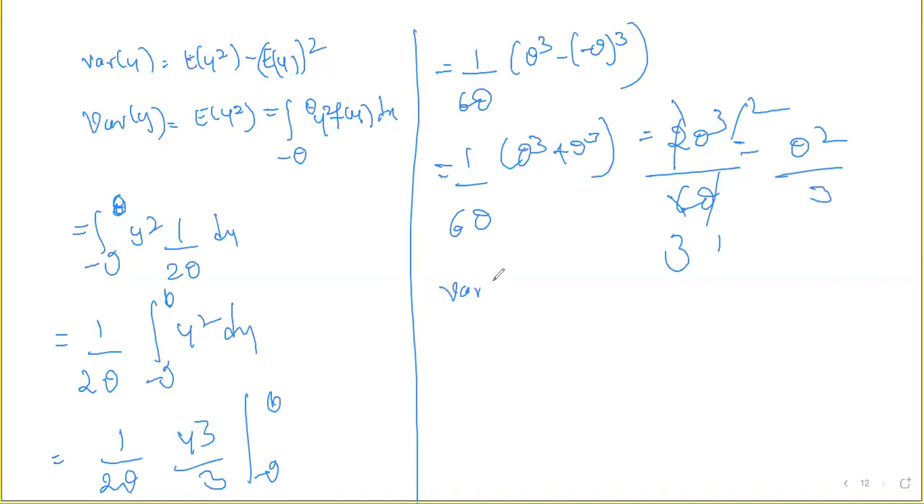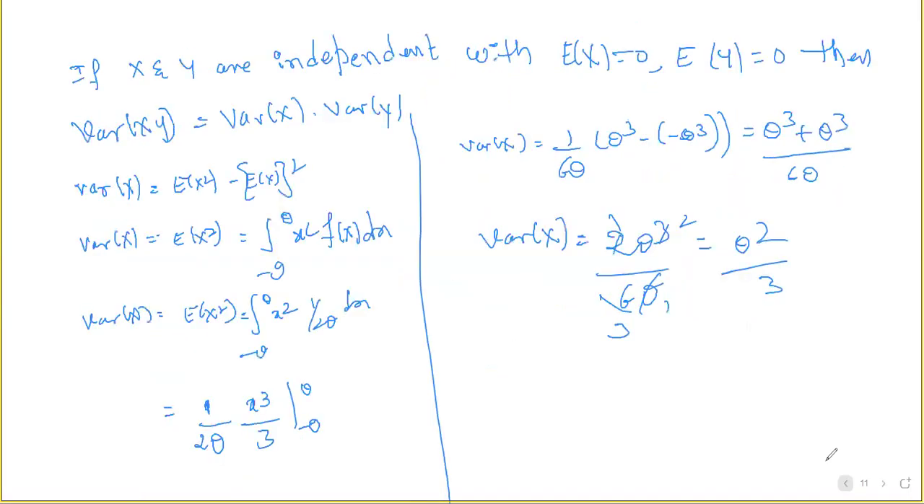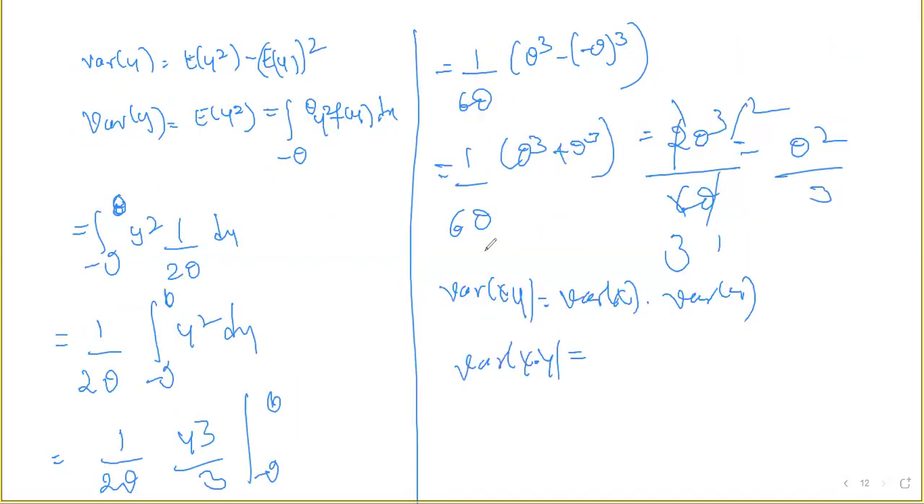So now variance of XY is given by variance of X into variance of Y. So variance of XY, X into Y here, equals variance of X, which we got as theta square by 3, and here variance of Y is also theta square by 3, right? Is it clear? So this is equal to theta power 4 divided by 9.